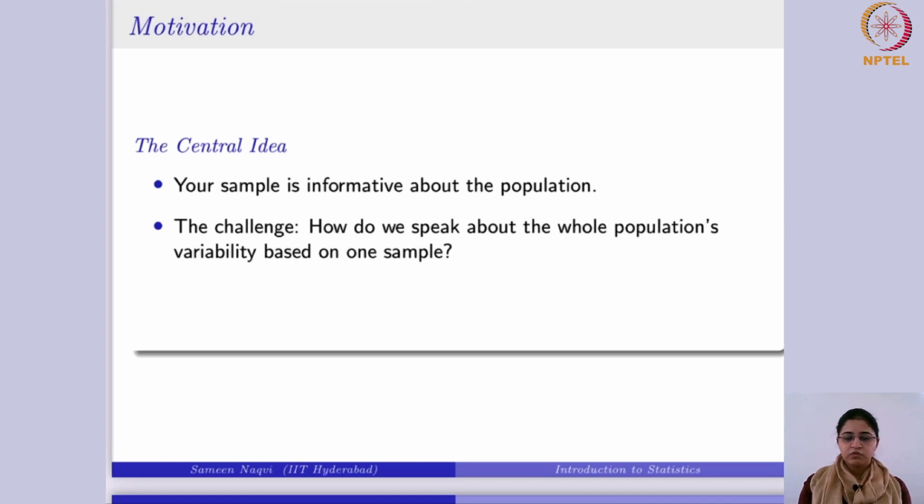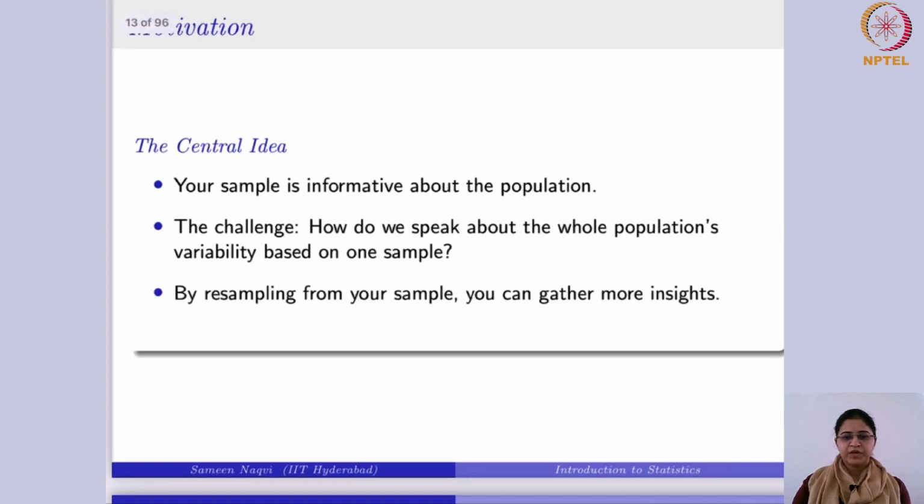Okay. So here you can't keep on taking samples again and again. So we can in fact simulate this process by just taking samples from the data that you have already obtained. You repeatedly do resampling from that data set only and keep on finding the new estimate. And when you do it a large number of times, its variability will basically build up on how our estimate might vary. So that is why, by resampling from your sample, you can gather more insights.